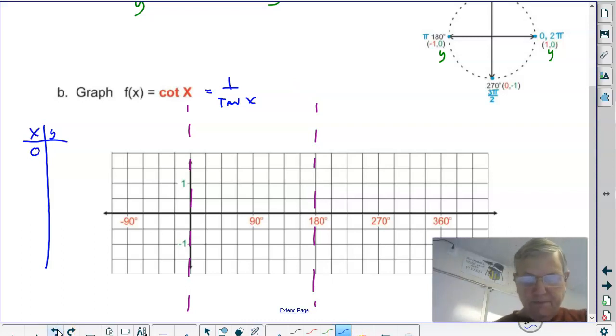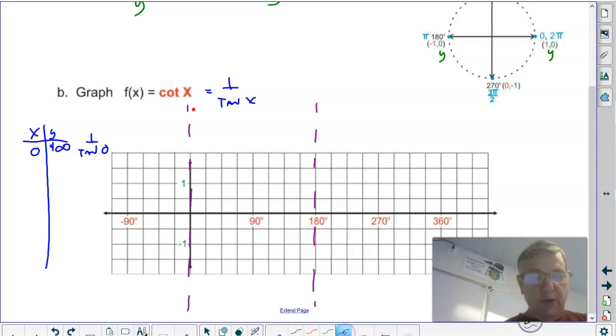Do these first few. So the 0 would be 1 over the tangent of 0. So the tangent of 0, so we're doing 1 over the tangent of 0, so punch in tangent of 0. You get 0, and what's 1 divided by 0? See, there's your infinity. I'm sorry, positive infinity. All right, positive infinity. So we're going to be somewhere, I don't know, I'm going to go up in here.